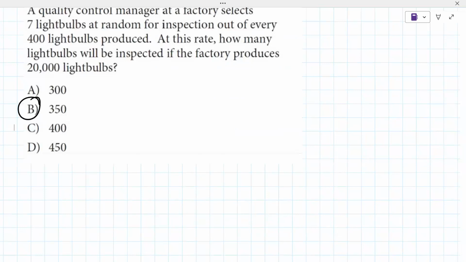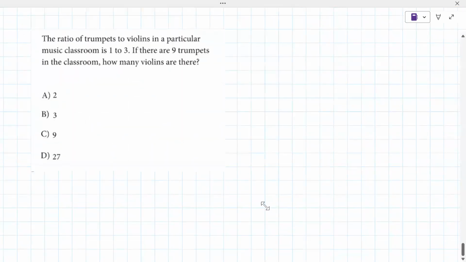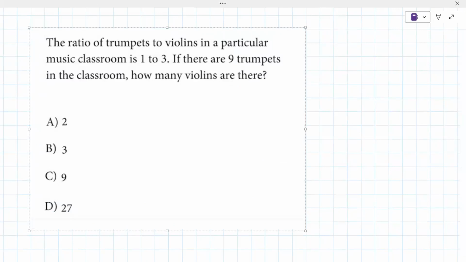You want to be really careful here. This next question is not difficult, but it is something you see on there where it's easy to grab the wrong answer. So take another look at something like this.